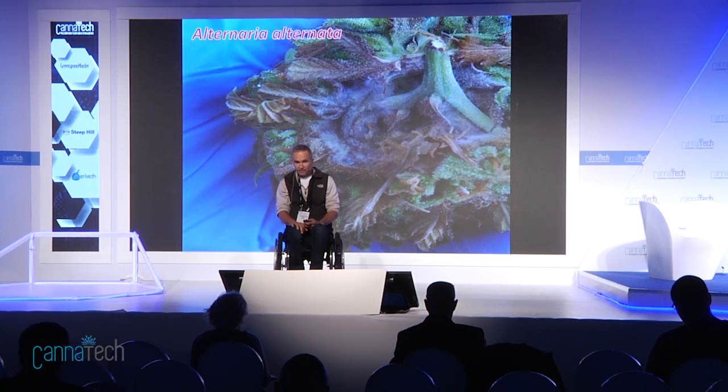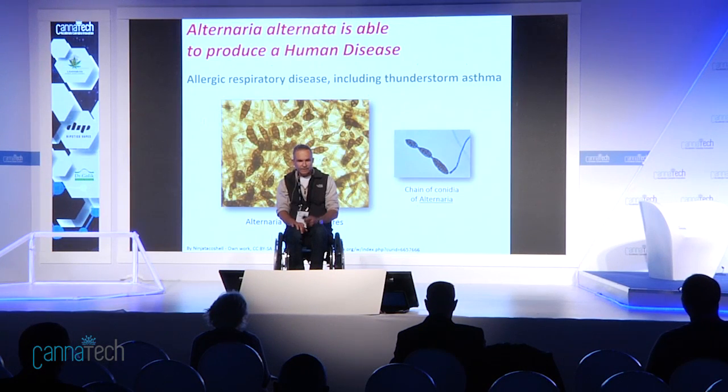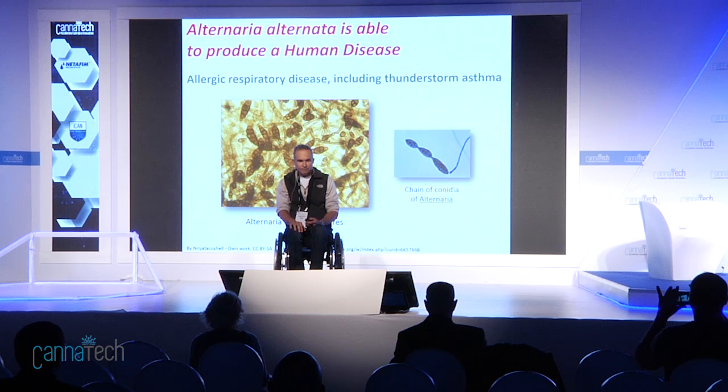But anyway, it's not easy to control this disease, and this form of Alternaria alternata can produce human disease, allergic respiratory disease, and asthma. So it's very dangerous. It's not only a plant disease. The elegant solution and the best solution is not to spray. If you spray inside of the greenhouse, anyway, in the end, you have toxic residue inside of the flowers.